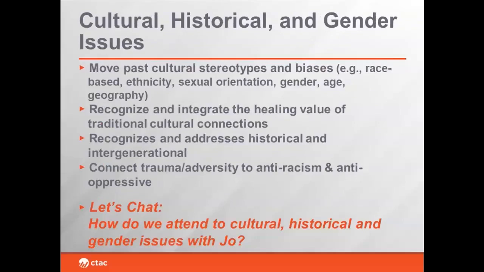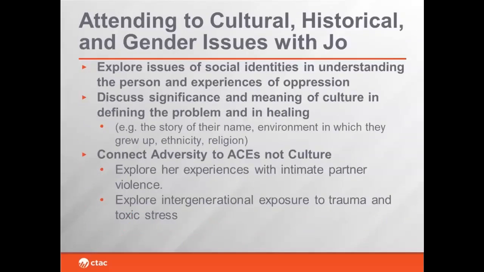So with these cultural, historical, and gender issues, attending to those with Jo, we might explore issues of social identities and understanding the person and the experiences of oppression. This might look like validating and exploring those issues further, exploring her intersecting social identities and oppression as a woman of color, discussing how her trauma is really outside of herself and intertwined in systems that she occupies. Discuss the significance and healing meaning of culture in defining the problem and in healing.